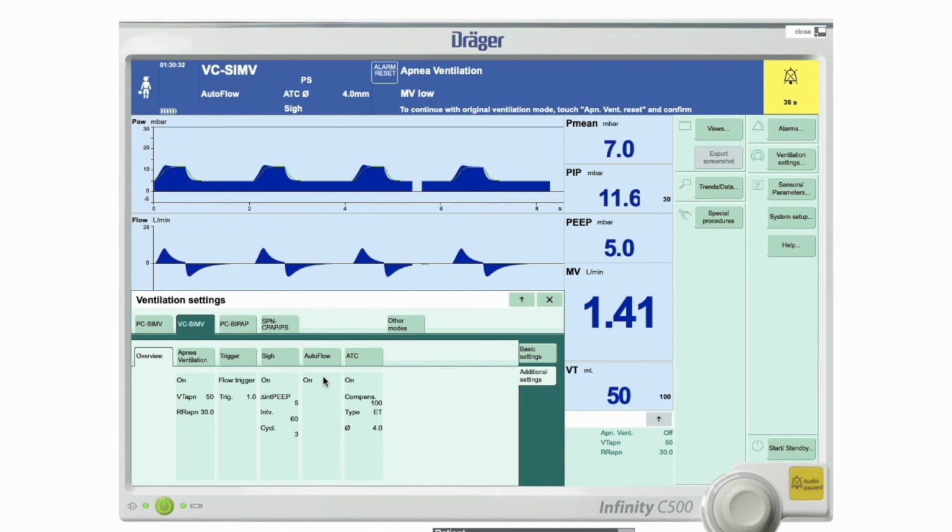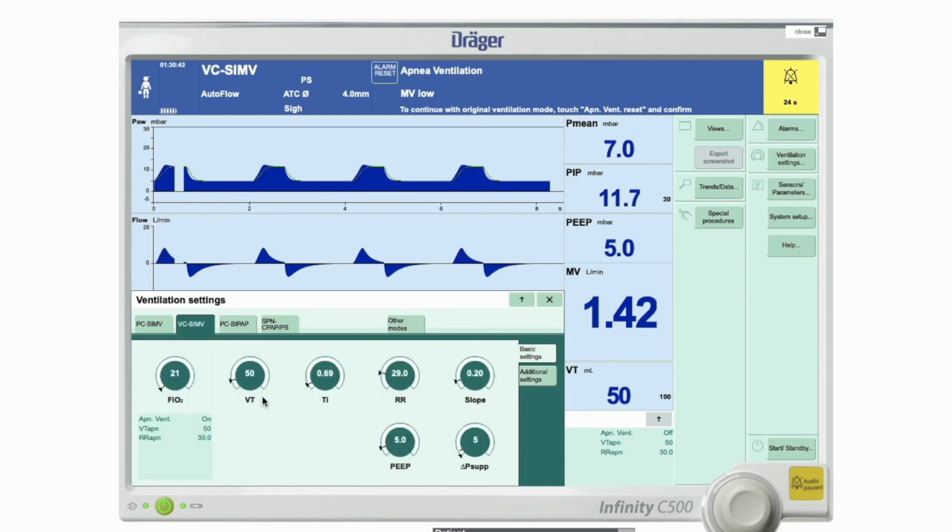So what is AutoFlow? AutoFlow is a method of giving a pressure style breath in a volume mode. So what does that mean in plain English? It means that you set a tidal volume, but instead of getting what you would normally get for volume, which is a continuous flow style breath, you get a decelerating flow breath. So we've set volume, but you can clearly see that this is a decelerating flow breath.